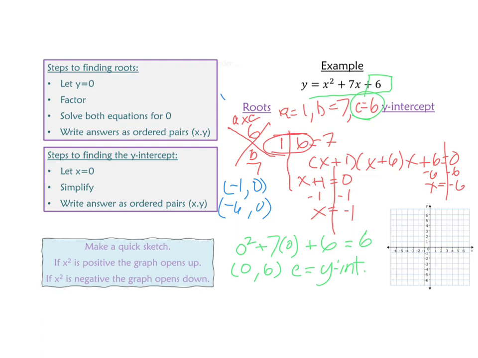So let's make a quick sketch of what we got going here. How about, let's see, we got negative 1, 0. And we have negative 6, 0. And my y-intercept is 0, 6. So I'll make a different color. So something like this. Isn't that beautiful? All right. Remember, you can rewind this if that's a lot of information and you're trying to get it all digested.